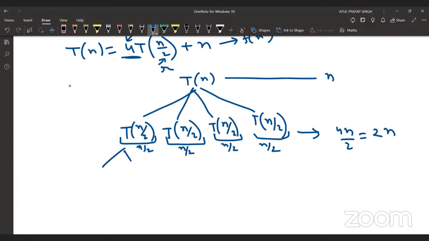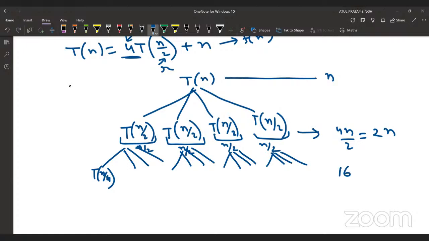Okay, same things for each child. So a total of 4 subchildren are attached at the same level, and every subchild will contain n by 4. Now the total number of operations required: total children at this level is 16, into n by 4. So we can see that this is 4n. You can see that the number of operations has increased.